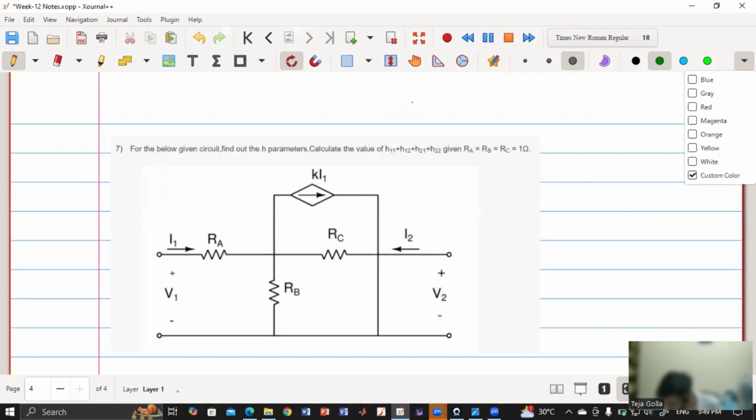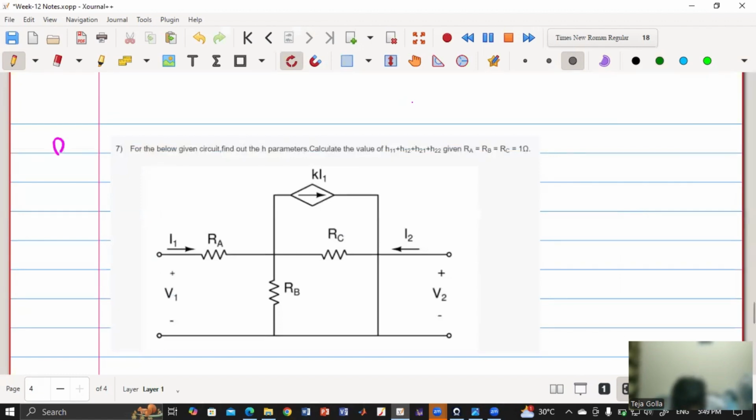Is there any shortcut for getting the H parameters? No, no. These questions we have already discussed. There is no shortcut as such. You have to calculate the H parameters using the definition, how they are defined.